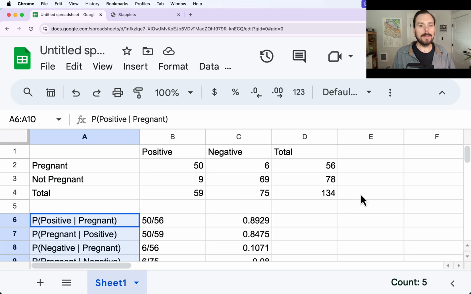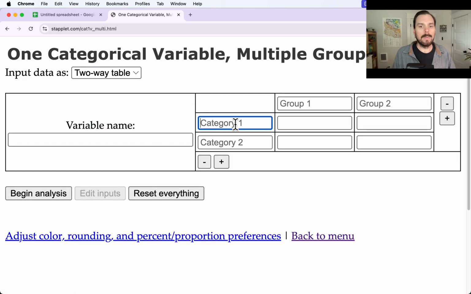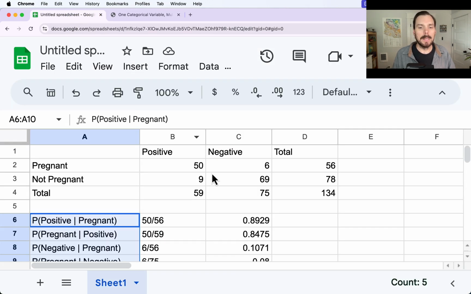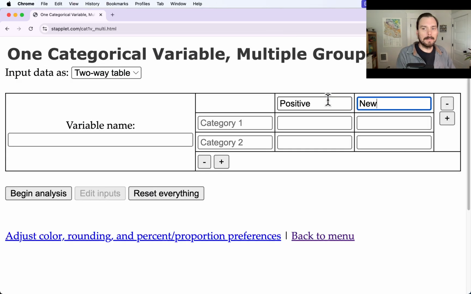We can also double check these with Stapplet. Now with Stapplet, there's a specific way we put this into one categorical variable, multiple groups. We want the explanatory variable typically to be in group 1, and then the response variable to be the categories here to really show the results the best. So we may not always align with what we're given. I'm going to do this the way that it's shown just so I have it aligned and matching up perfectly.